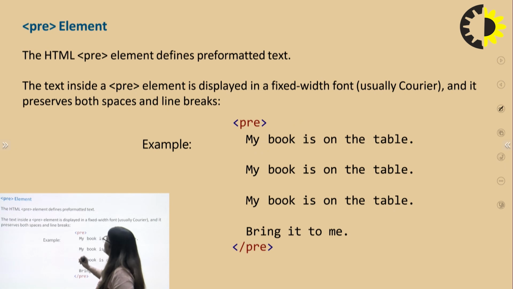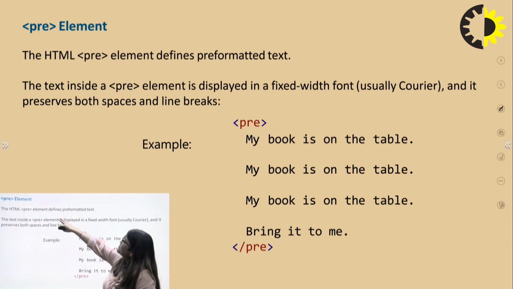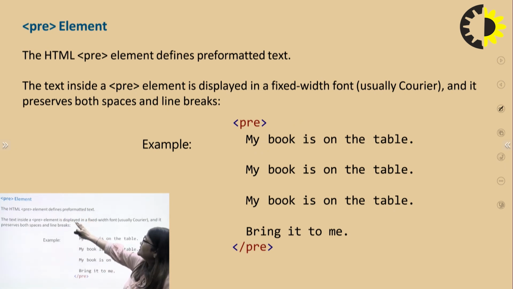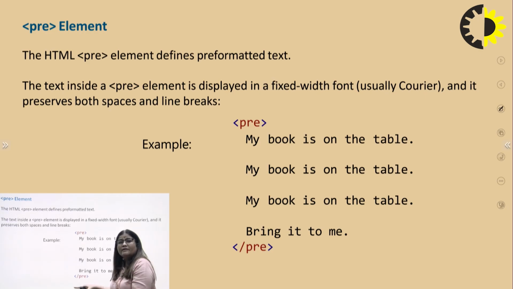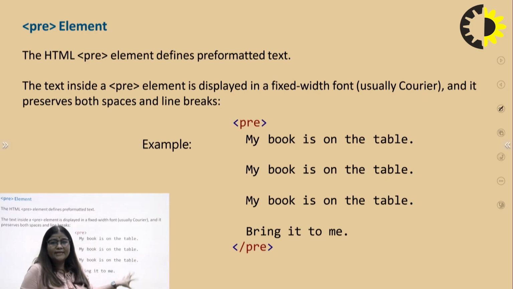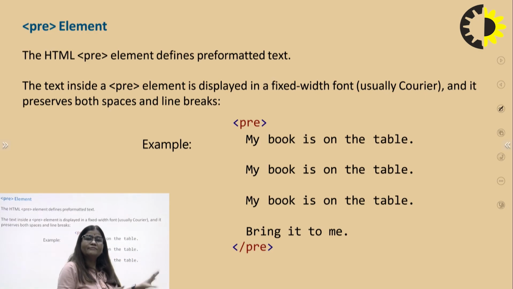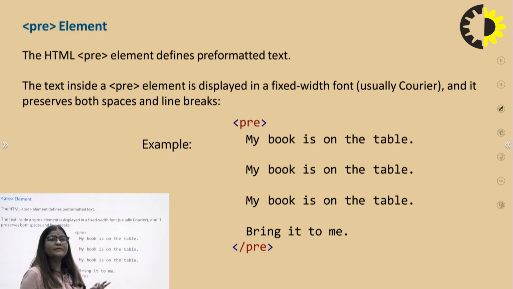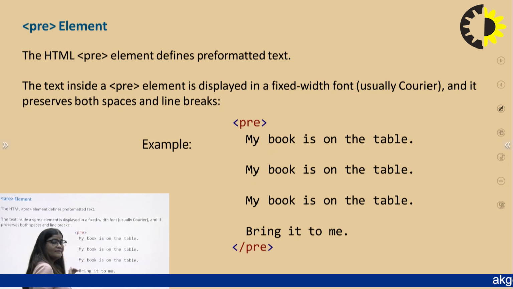The HTML pre-tag element defines pre-formatted text. The text inside a pre-element is displayed in a fixed width font, and it preserves both spaces and line breaks. Means it preserves everything. If we are using this pre tag and we are writing something, then this HTML file will preserve everything, whatever I am writing, how much space I am giving, the style the way I am writing here, in the same way it will be displayed on the browser.